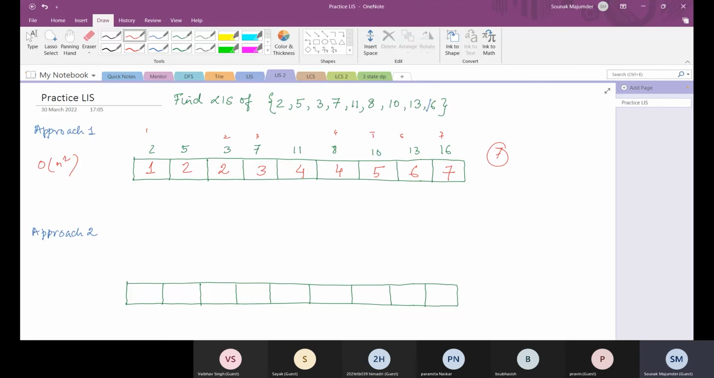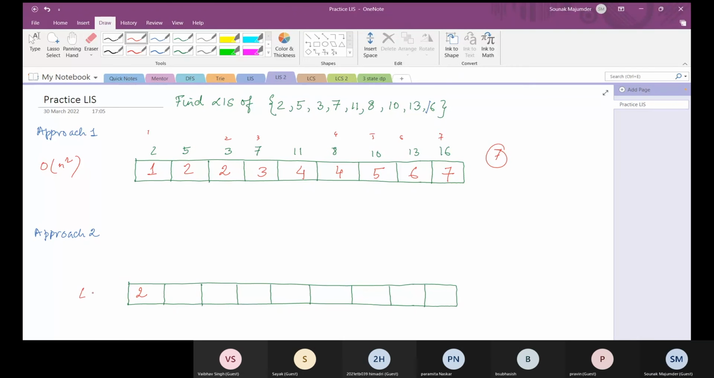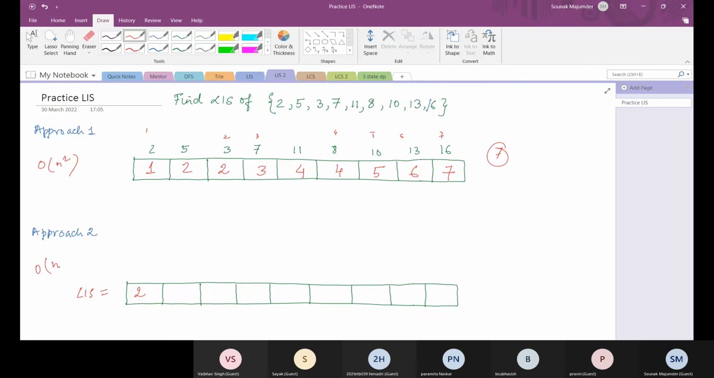First, it is empty, so we can just directly put the 2 over here. Then comes a 5. So this is the LIS sequence. So 2, 5, we can put it there.